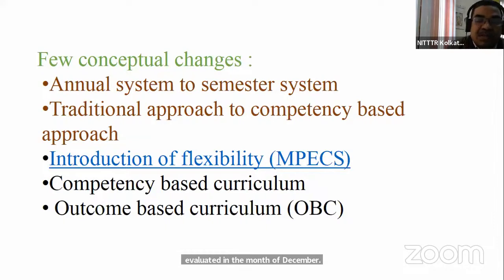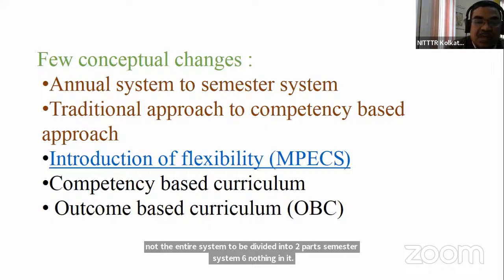In the month of December, sometimes in between, the participant may forget a lot of things. So this is one of the disadvantages of your annual system. As a result of that, the authority decided to divide the entire system into two parts: semester system, six months in a semester, odd semester and even semester.